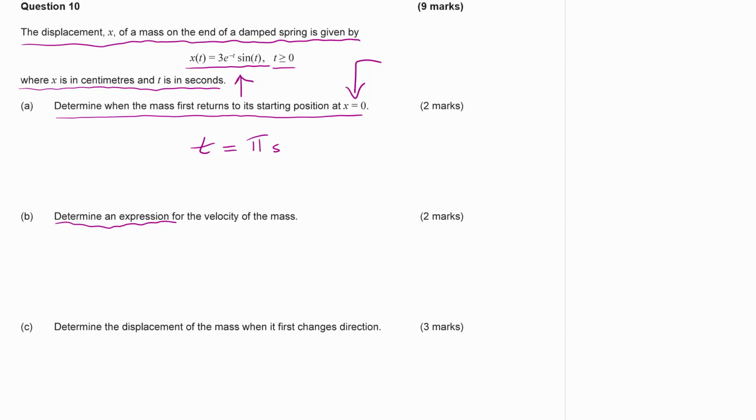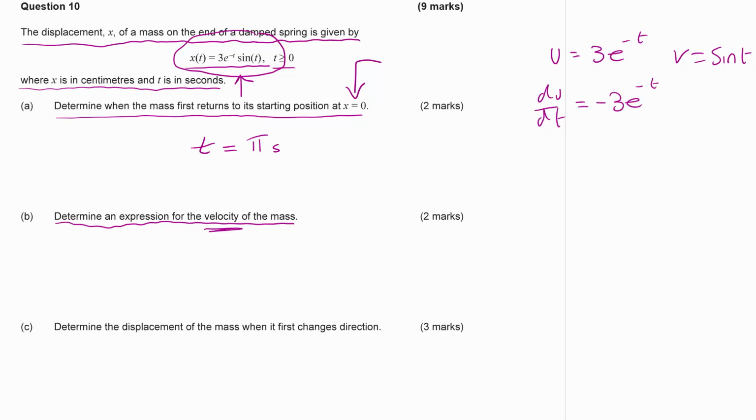Determine an expression for the velocity of the mass. Well, we could differentiate this using the calculator, but it's easy enough to do without. It's a product, so we can say u is 3e to the negative t, v equals sine t. Remember that velocity is dx/dt, so we need to differentiate. So du/dt, using the chain rule, is going to be negative 3e to the negative t, and dv/dt will be equal to cos t.